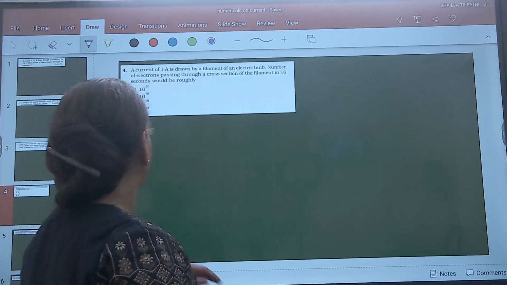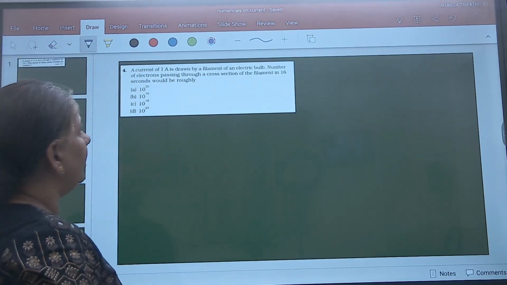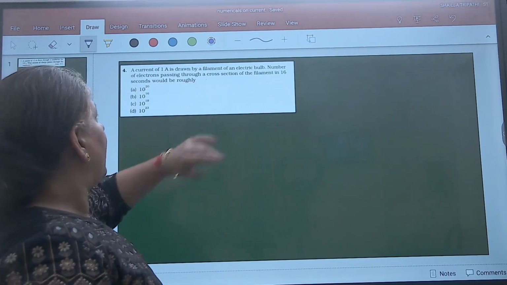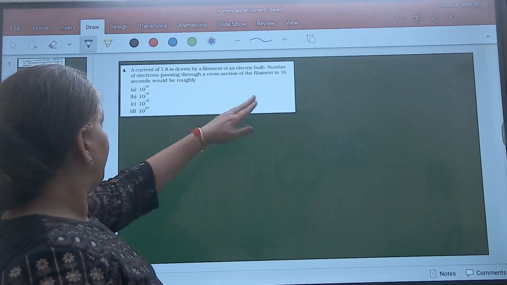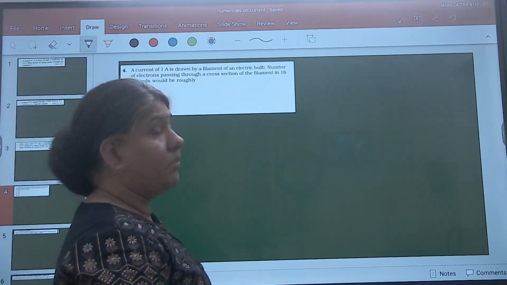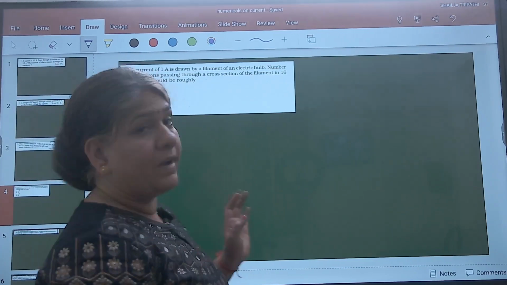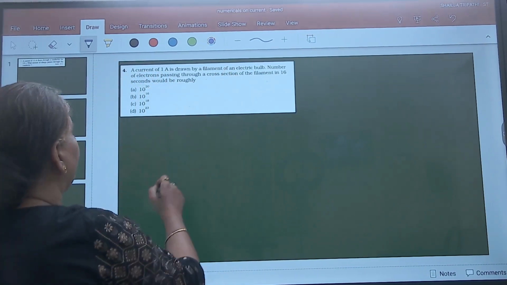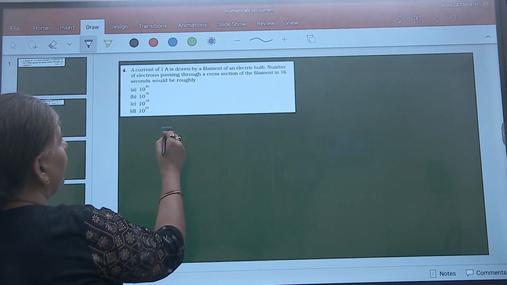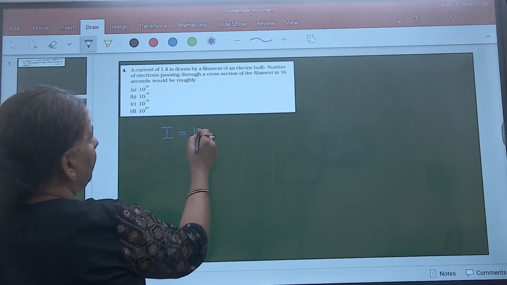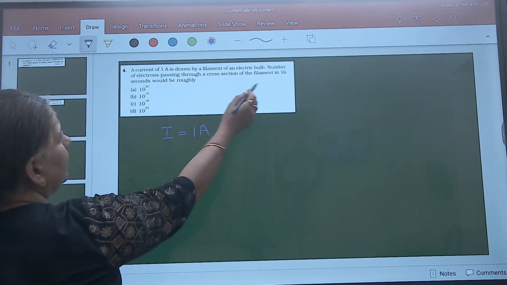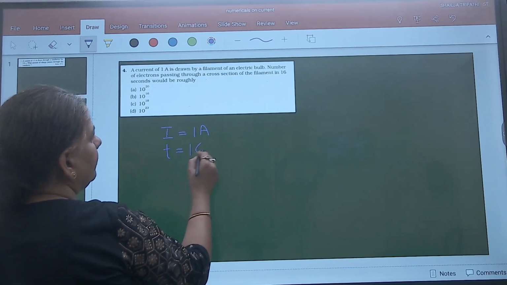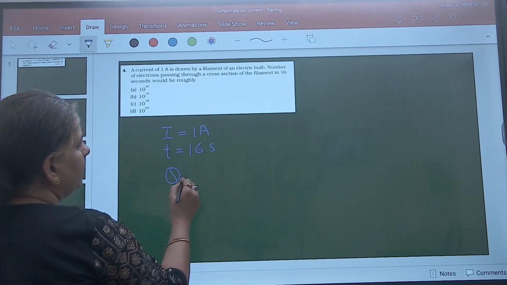Let's see this question. A current of 1 ampere is drawn by a filament of an electric bulb. Number of electrons passing through a cross section of the filament in 16 seconds would be roughly. So here we have to find out the number of electrons that are passing through the filament. We are given current I is 1 ampere and time is 16 seconds. We have to find charge.